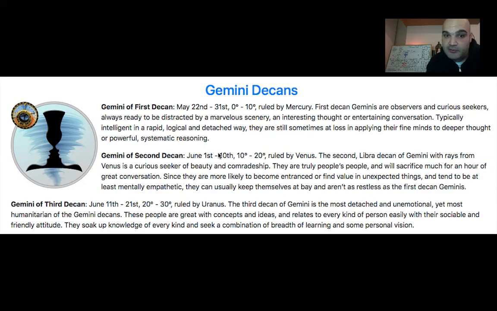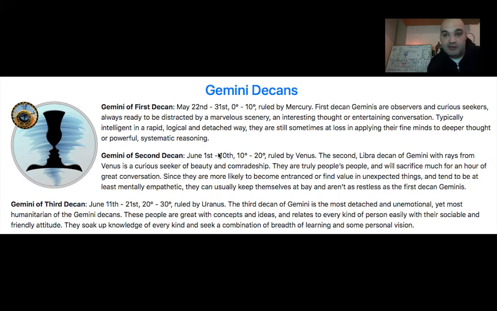Gemini, second decan, from June the 1st to June the 10th, and from 10 degrees to 20 degrees, ruled by Venus. The second decan of Gemini, the Libra decan with rays from Venus, is a curious seeker of beauty and comradeship. They are truly people's people. They will sacrifice much for an hour of great conversation, since they are more likely to become entranced or find value in unexpected things and tend to be least mentally empathetic. They can usually keep themselves at bay and aren't as restless as the first decan Geminians.